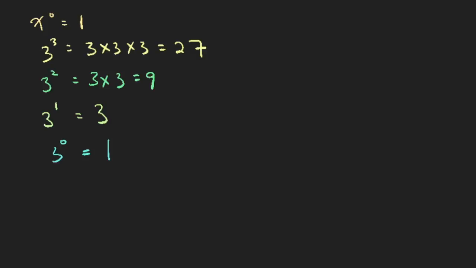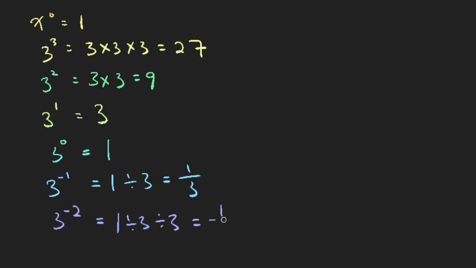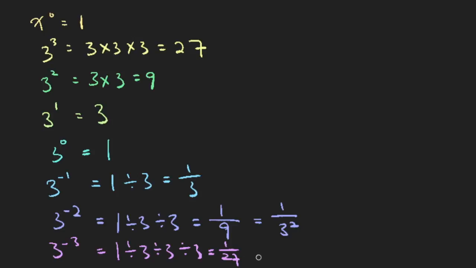Now let's carry this on, and what happens when you divide by 3 again? So you will have 1 divided by 3. This will give you 1/3. Now we carry this on, 3 to the power of negative 2. It will be 1 divided by 3 divided by 3 again. You will have 1 over 9, which is also equal to 1 over 3 squared. And again, 3 to the power of negative 3 will be 1 divided by 3 divided by 3 divided by 3, which is equal to 1 over 27, which is 1 over 3 to the power of 3.